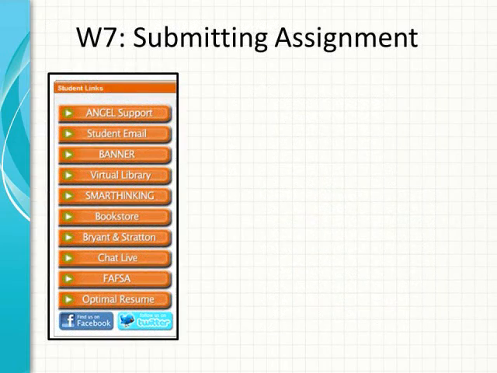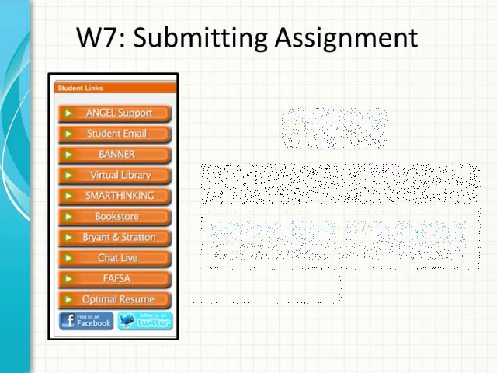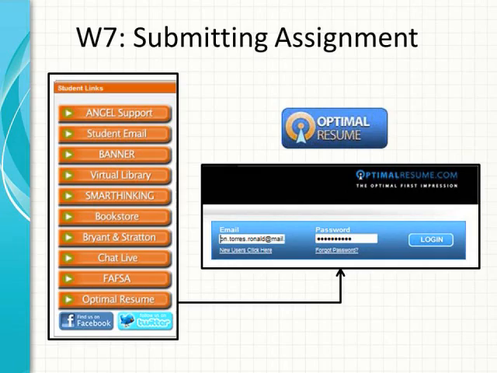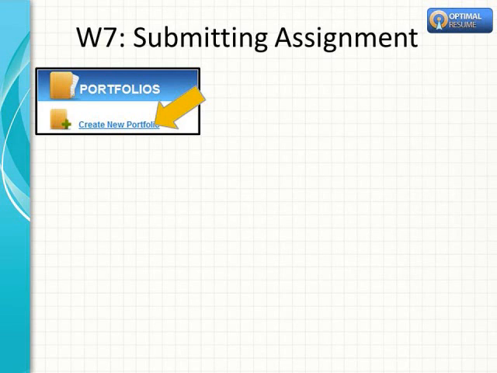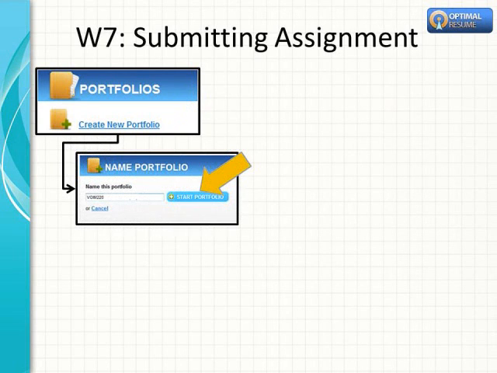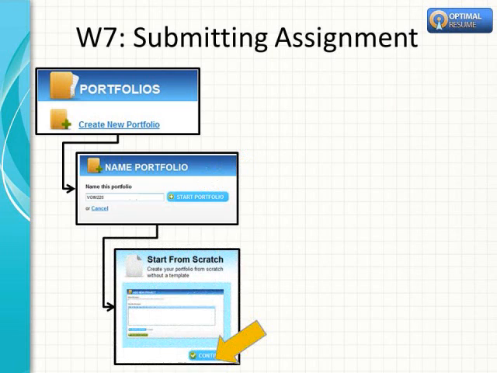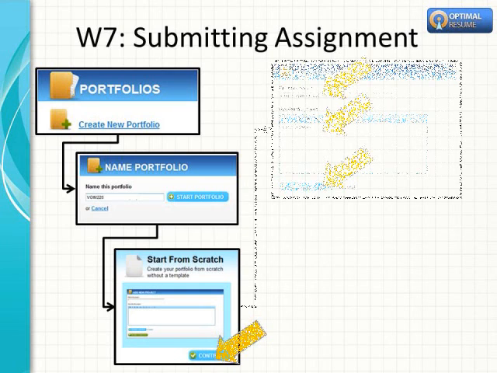Let's walk through an actual submission by starting with Angel. And under Student Links you see at the bottom is the Optimal Resume link. That will open a new browser where we can log into the Optimal Resume. Within Optimal Resume, we'll begin by creating a new portfolio. We'll give the portfolio a name like VOIM220 and select Start Portfolio. We'll start the portfolio from scratch and then select Continue.